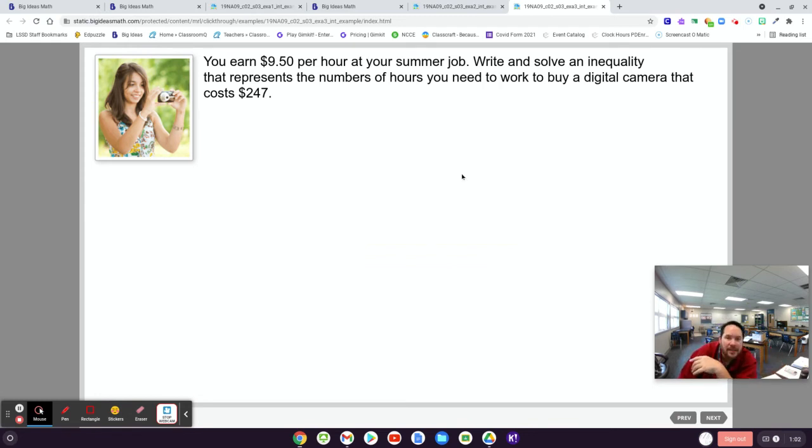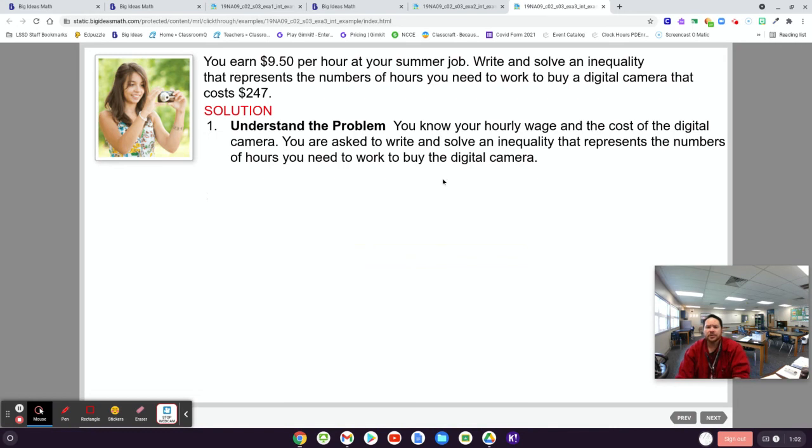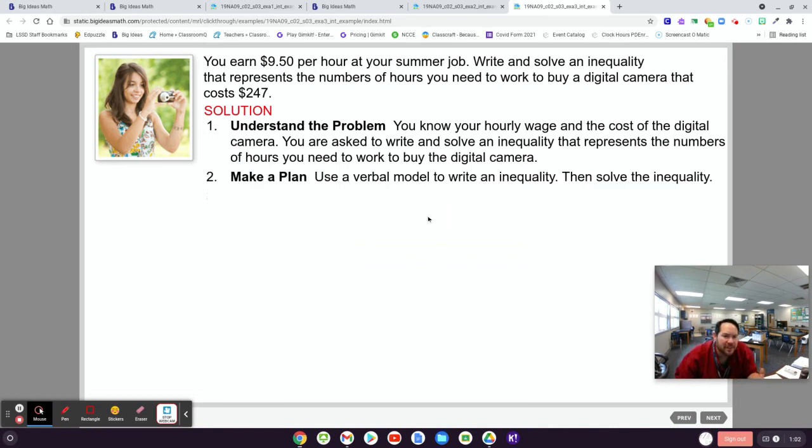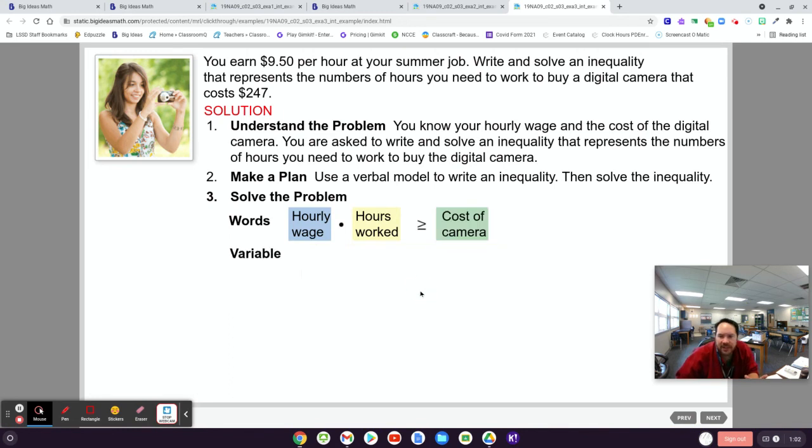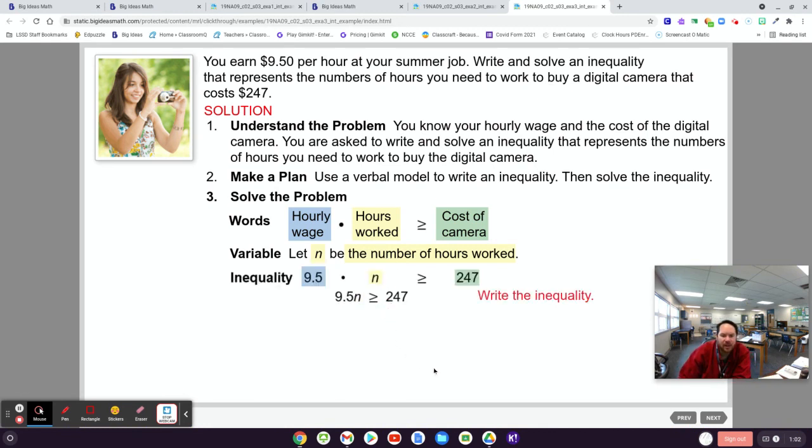Anyway. All right, so which of the following inequalities would match this situation? Anytime you're doing a story problem, again, make sure you understand the problem, come up with a plan. A good way to do this is to turn the words into an inequality. So your hourly wage, which is $9.50. Hours worked, which is what we're talking about. We'll use N or X or whatever letter they're saying, N, so we'll use N. And then the cost of the camera is $247.